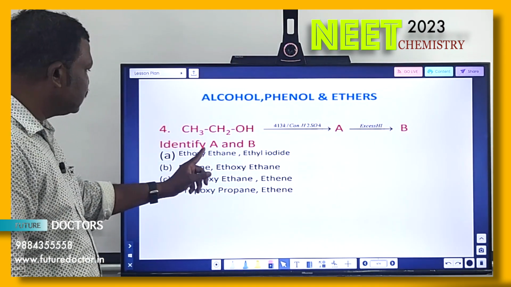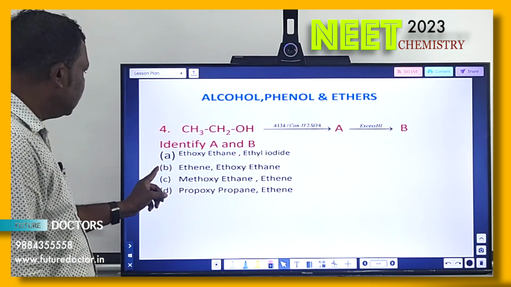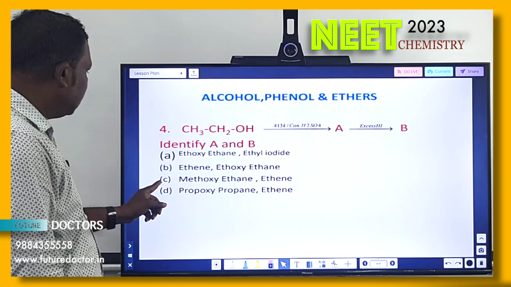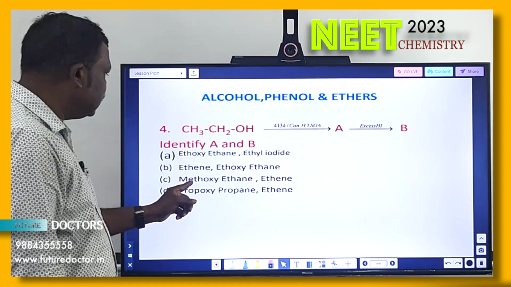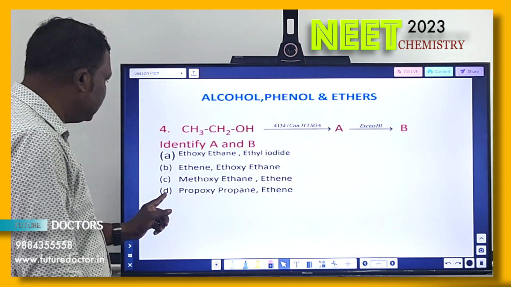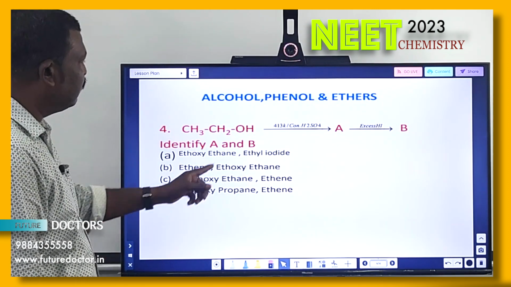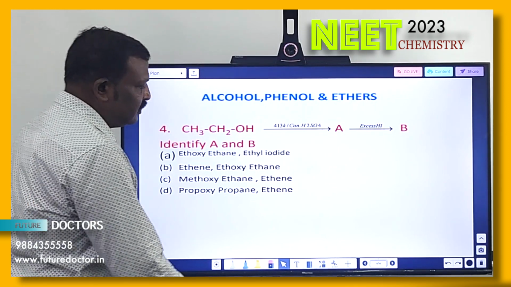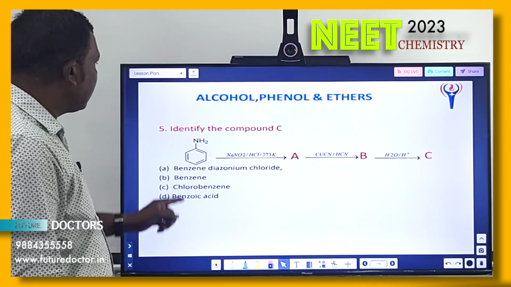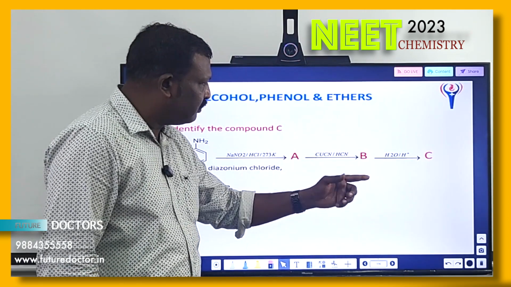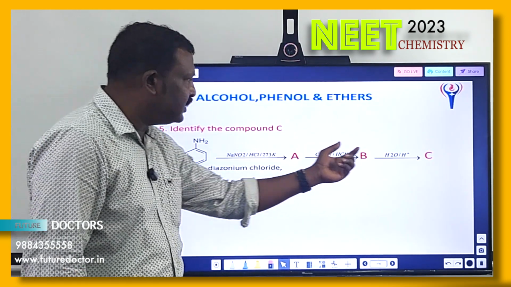Option A, ethoxyethane, ethyl iodide. Option B, ethene, ethoxyethane. Option C, methoxyethane, ethene. Option D, propoxypropane, ethene. So these are the options. We have to find out A and B. Understood? Next one, fifth one. Identify the compound C. Here A, B, C are there, but they are asking to find out only C.